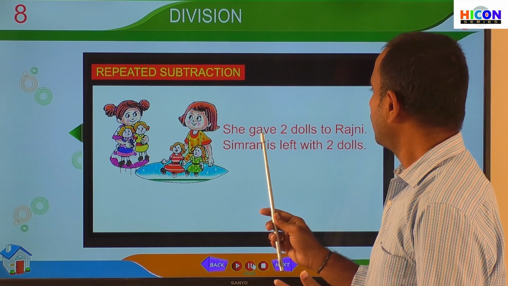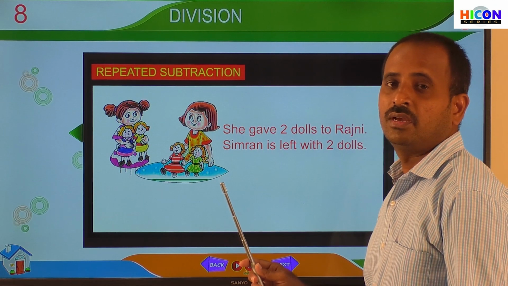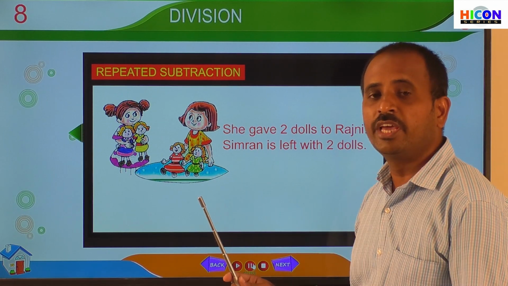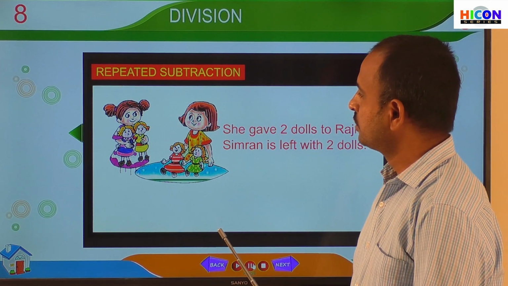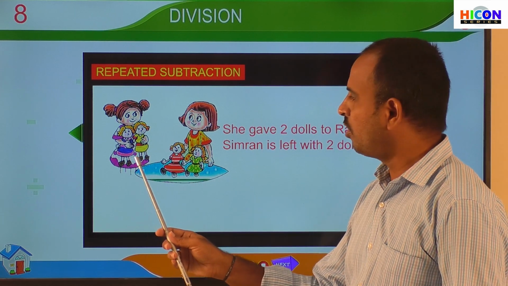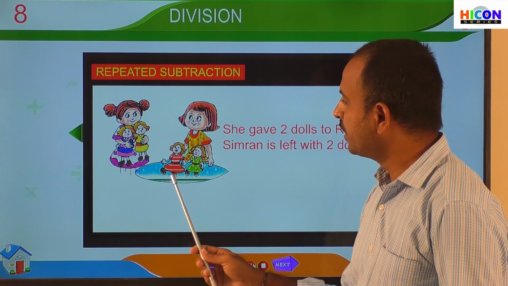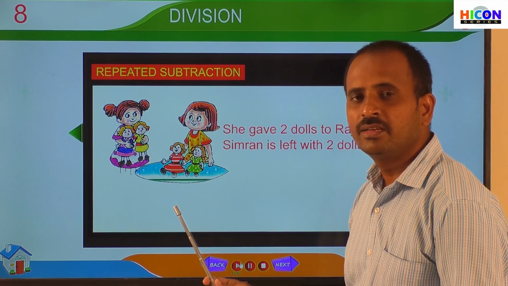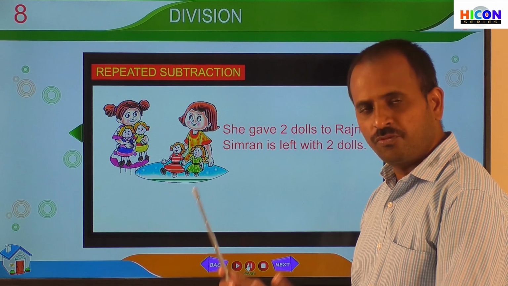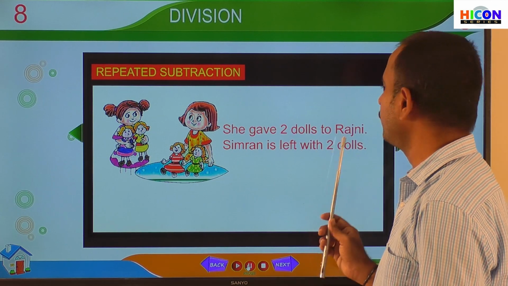Simran already has 4 dolls. Among the 4 dolls, she gave 2 dolls to Rajni. Then how many dolls does she have? She has the remaining 2 dolls only. That means again, we have to subtract 2 from the 4, and she is left with 2 dolls.